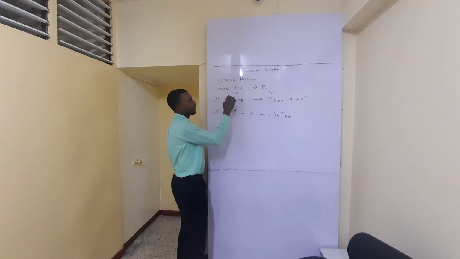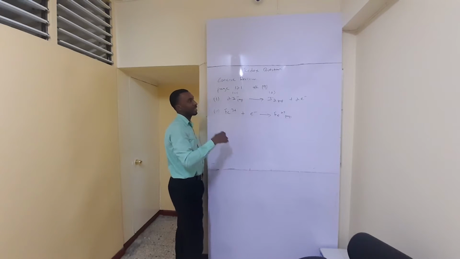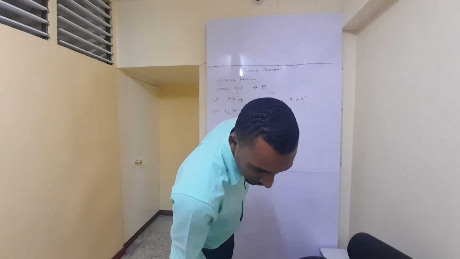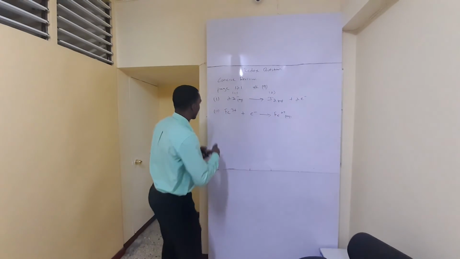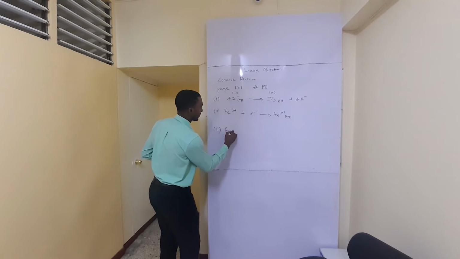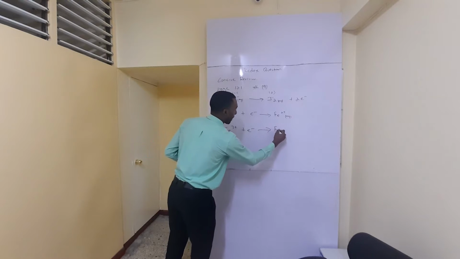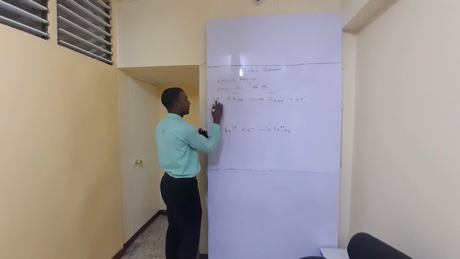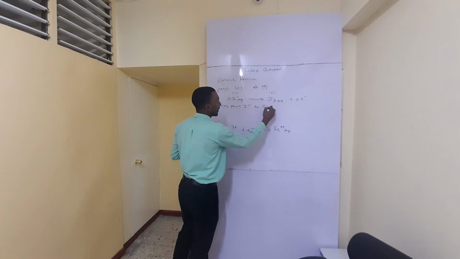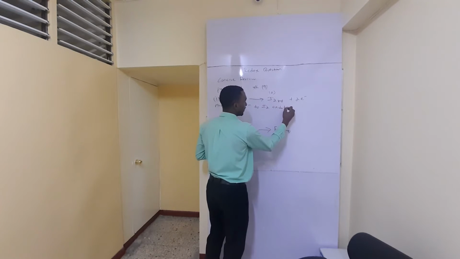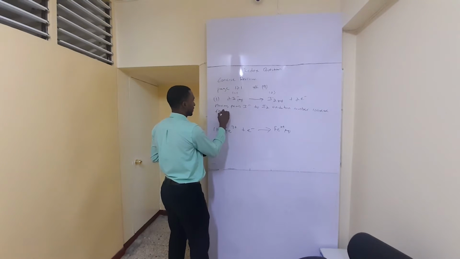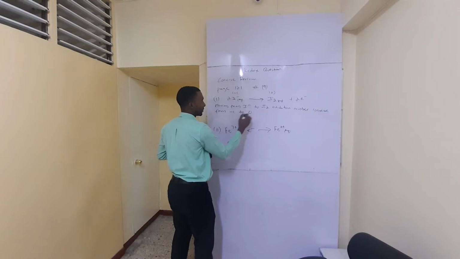So what's happening here is that for the I minus, we are seeing an increase in oxidation number, right? Let me erase this and put it a little lower so we get some space. So moving from I minus to I2, the oxidation number increases from minus 1 to 0, right?